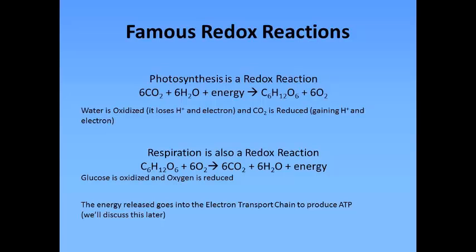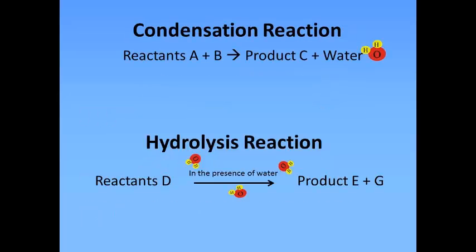The energy release goes into the electron transport chain to produce ATP, and I mean the energy that is released during respiration. Please do not panic over the electron transport chain right this minute. We will get to it by the end of this lecture. We'll talk about it more next week, but for the time being, just know that that is one place the energy from a redox reaction, or more specifically from respiration, can go.